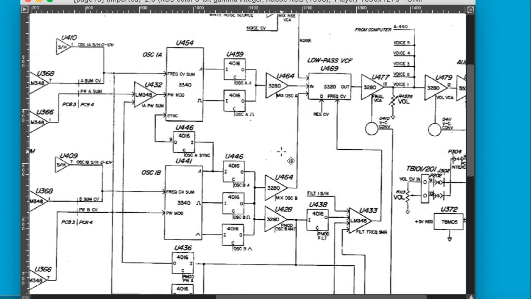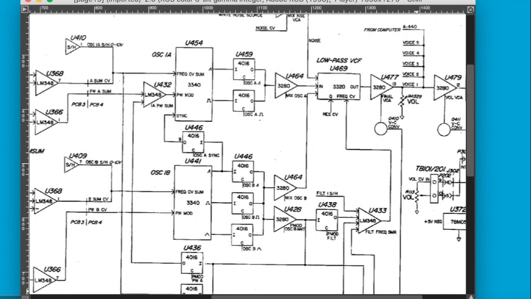Oscillator A can drive oscillator B's sync input, so that's how you can get that hard sync sound. That's kind of like one of the Cars songs, I think Night Life Baby, something like that. I forget what the lyric is. Anyway, there's a very famous synced oscillator sound that comes out of that.